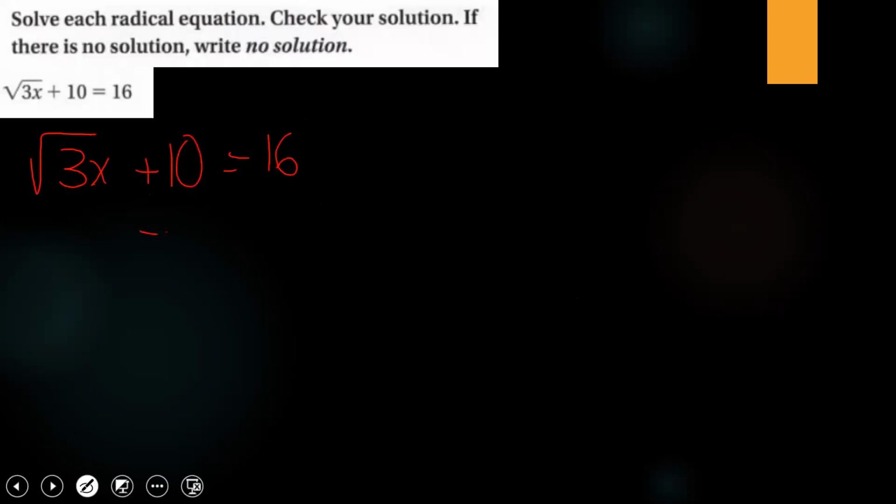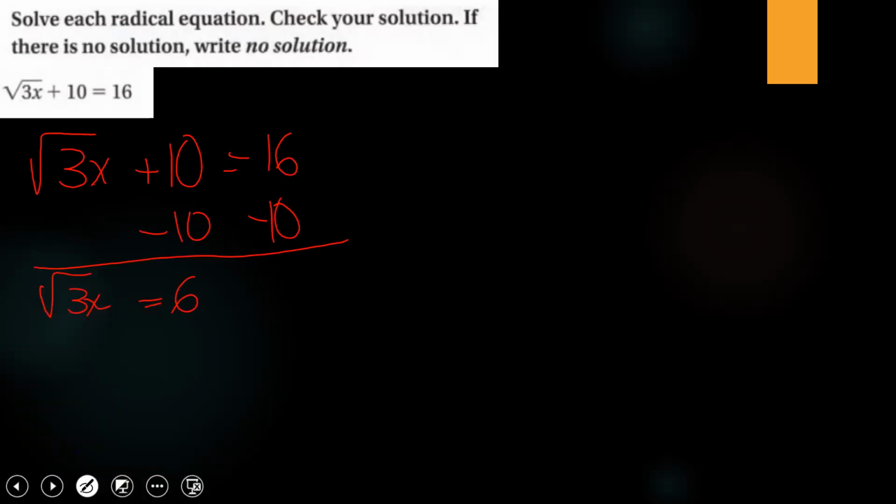Let's now solve this one here. Here we have radical equations. I want to solve them. I want to check my answer if it is correct or not. Let's do this one here. We have a square root of 3x plus 10 equals 16. Minus 10, minus 10. We have a square root of 3x equals 6.